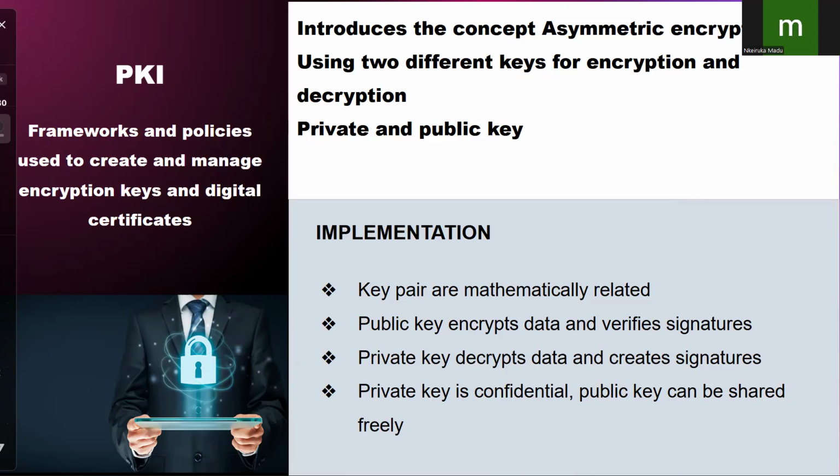So what is the implementation of this? The private key and the public key are mathematically related because the public key is generated out of the private key. It has to be a public key that was generated from the private key. So they are mathematically related. It has to be the same pair of keys. Then the public key encrypts data and verifies signatures.